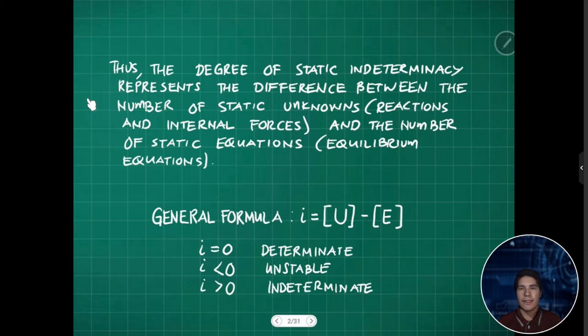And the number of static equations are the equilibrium equations. So in general, I can be written as the number of unknowns minus the number of equations. If the degree of indeterminacy is equal to 0, it is statically determinate. If it is less than 0, that is an unstable structure, and if it is greater than 0, it means that it is indeterminate.